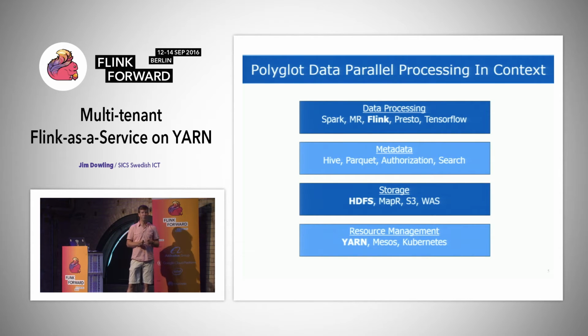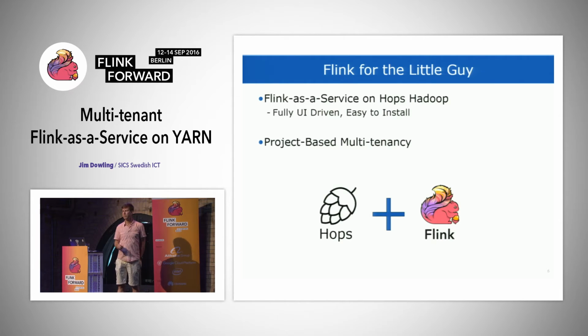Now, finally, at the resource management layer, you can take your pick. If you want, you can run Yarn, you can run Mesos, or you can run Kubernetes. And each has their different strengths. So I'm going to talk a bit more about the traditional Hadoop stack today, because I'm going to talk a bit about our Hadoop distribution as well. And this includes Yarn, HDFS, and we have a bunch of metadata services that some of them will come across today. OK, so this is Flink for the little guy, right?